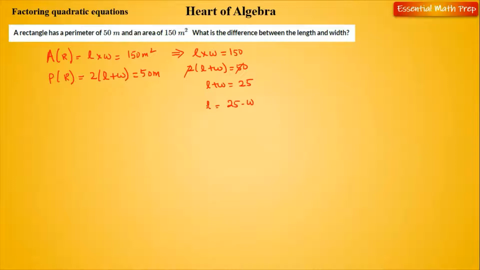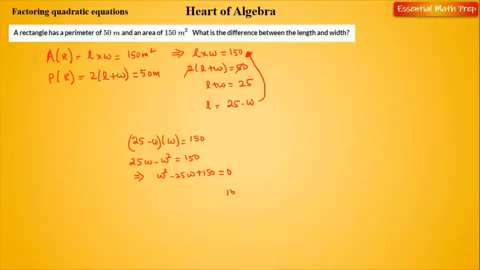Substitute L equals 25 minus W in this expression here, which would give us 25 minus W times W equals 150. So that's 25W minus W squared equals 150, which can alternatively be written as W squared minus 25W plus 150 equals 0, right?